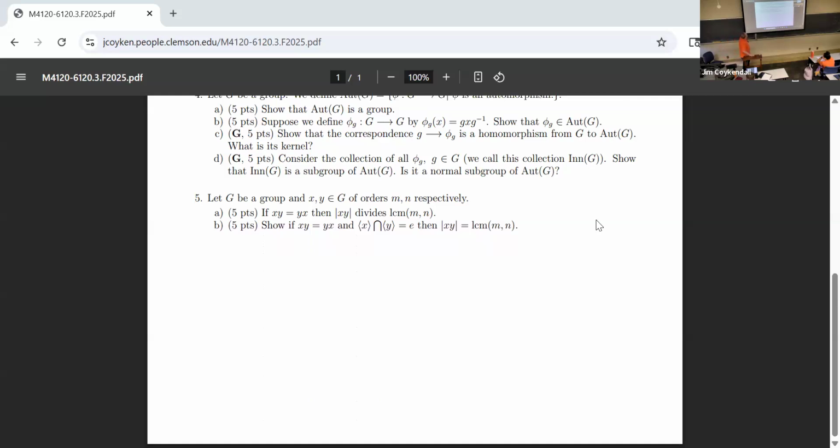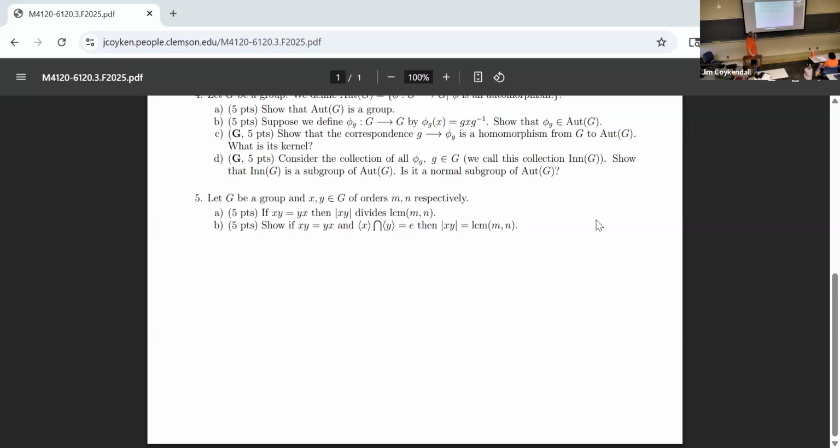And finally, let G be a group and X, Y in G of orders M and N respectively. I've had actually a lot of questions independently about this. This is where we're going to get to the bottom of it. What happens if you take an element of order 2 and multiply by an element of order 2? Well, unfortunately, in general, you can get any dang thing in the universe, right? But if X and Y commute, so if X times Y is Y times X, then the order of the product must divide the least common multiple of the orders of the elements. So show that.